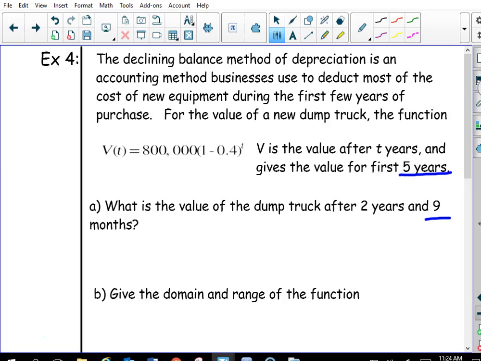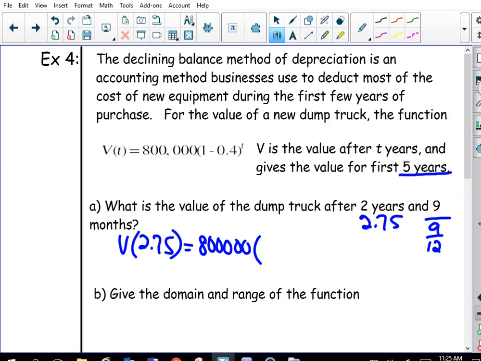Look, we're going to use a decimal here because 9 divided by 12 is going to be 0.75 years. So we get 2.75 years. And the value of the dump truck after 2.75 years is going to be V of 2.75, 800,000 times. Now I'm going to do the subtraction. It's just 1 minus 0.4, so that's 0.6 is the base of this exponent. It'll just be easier to work with. I'm going to throw that in the calculator.